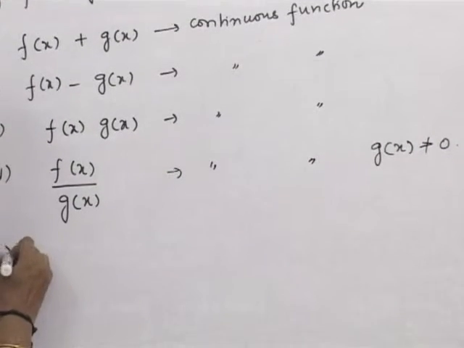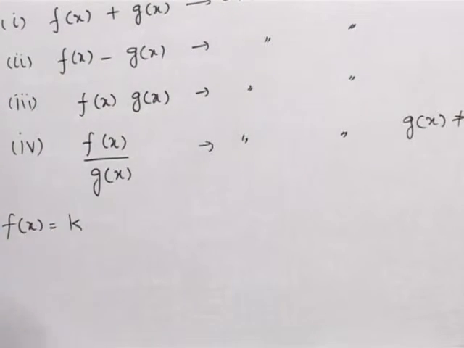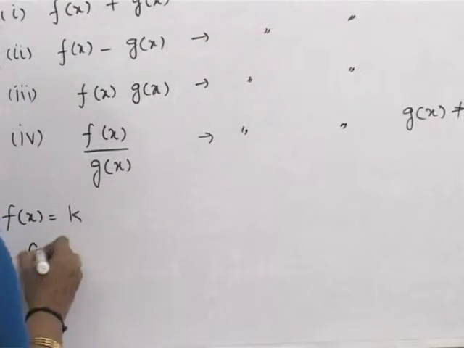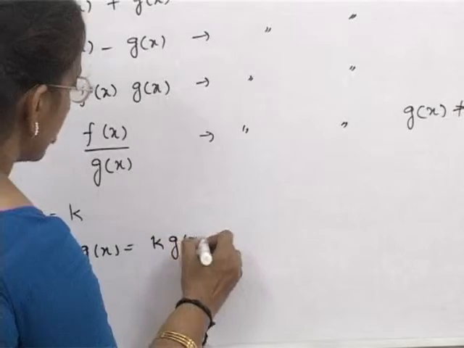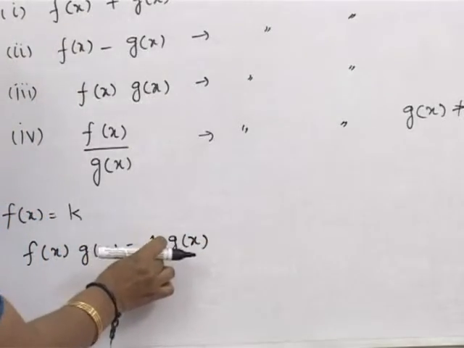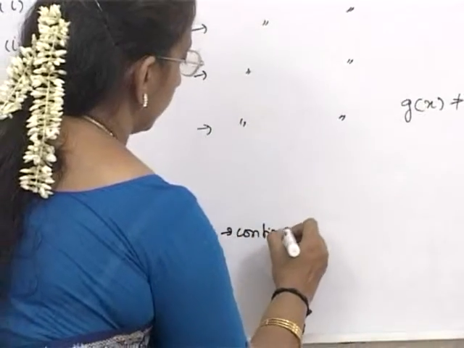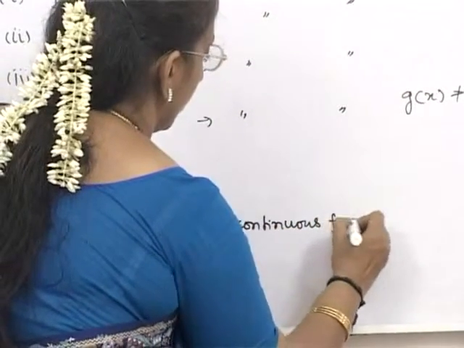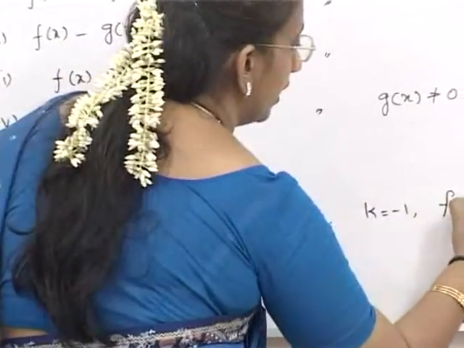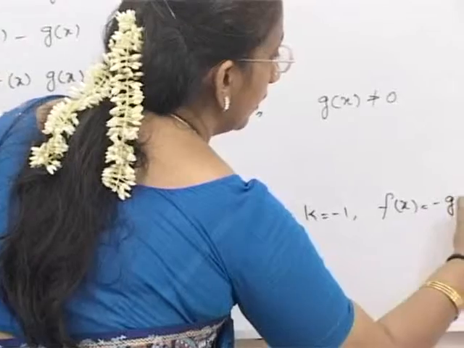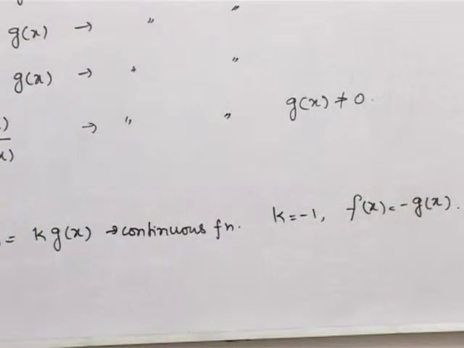Now if f of x is a constant function, say f of x is equal to k, where k is a real number, then we have f of x into g of x is equal to k into g of x, which means that a constant times g of x is again a continuous function. Now suppose k is equal to minus 1, we get f of x is equal to minus g of x, which means that the negative of g of x is also a continuous function.